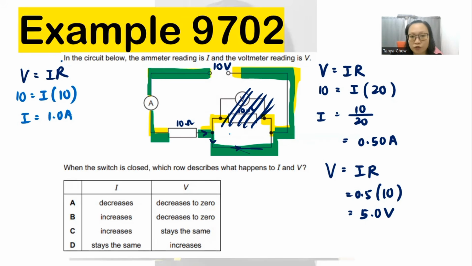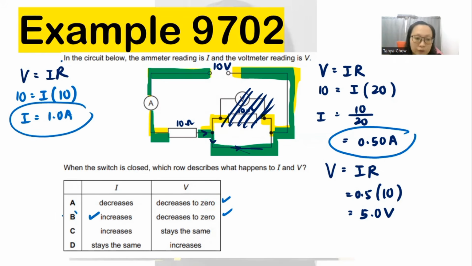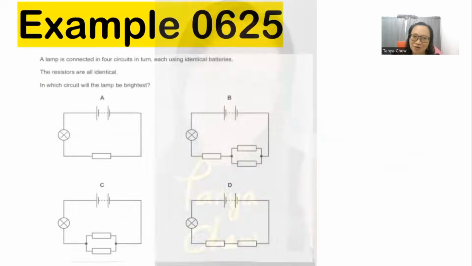And what about the voltmeter reading? Because the current would not flow through the 10 ohm resistor, there's no current flow through that. Therefore, the voltmeter reading will have to decrease to 0. And what happened to the current reading? You see, 0.5 increases to 1 ampere. So the current value increases. B is the answer.